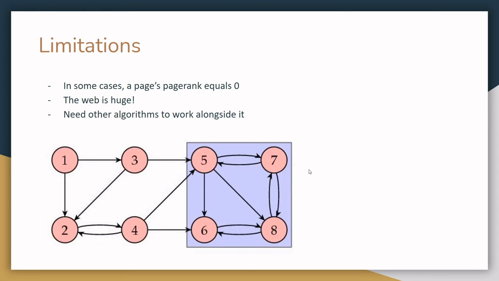There is a way to address that, but that's outside the scope of linear algebra. That deals more with graph theory and probability. Another problem is the web is just huge. There are billions of web pages, so the matrix you would have to find the eigenvector of is huge. Again, there is a solution that Google implemented, but it's also not really within the scope of linear algebra. And you also need other algorithms to work alongside it.